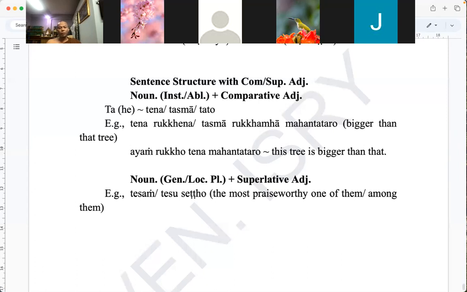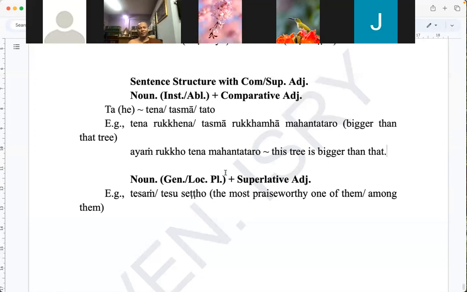Ayam rukkho, ayam mahantataro. This tree is bigger than that in this way. If it is not a comparative adjective, Bante, it will be Ayam mahanto rukkho. Right. So it will stand before the noun. So it is clear on this point, Bante. Thank you, Bante, very much.